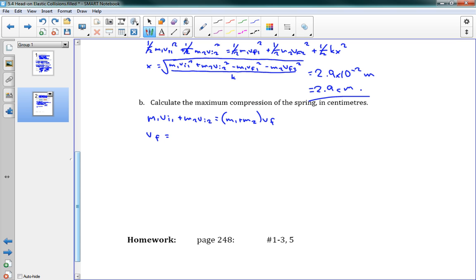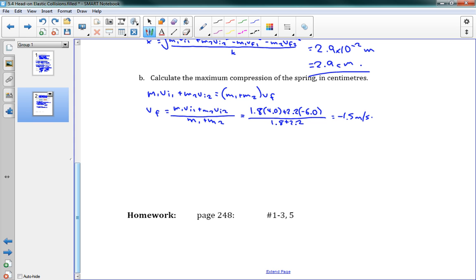vf is equal to m1 vi1 plus m2 vi2 over m1 plus m2. Again, I'll put in the numbers for this one. 1.8 times 4.0 plus 2.2 times negative 6.0, all over 1.8 plus 2.2. Good. So this gives us negative 1.5 meters per second. So they're going west at this point.